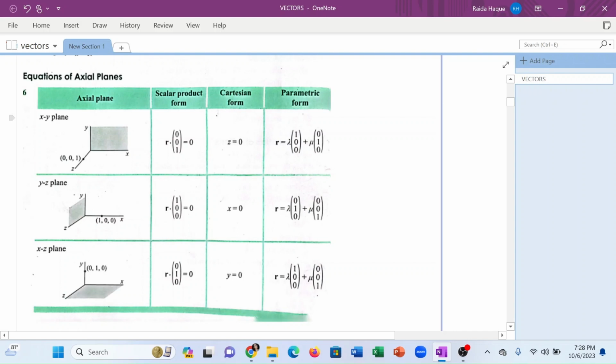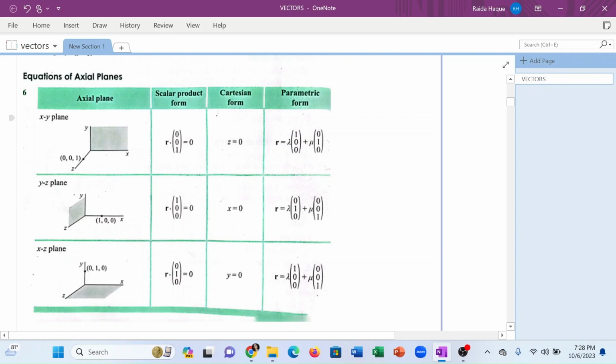For the parametric form, we have r equals, since it passes through the origin, no need to write 0, 0, 0. That was our a, the point a, plus lambda times the direction of the x-axis, plus mu times the direction of the y-axis. So that's how we are defining it.